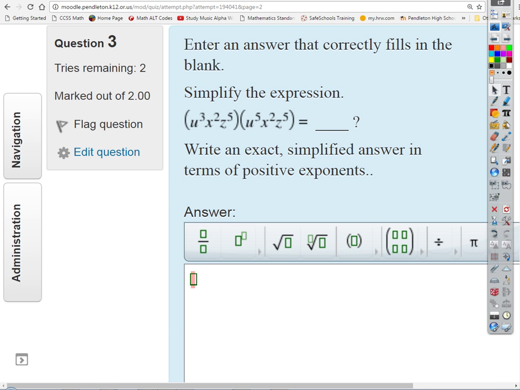Okay, this is no big deal, right? It looks like a lot of stuff, but there's not much going on. Really, we're just multiplying like bases, aren't we? So what about the u's? What's going to be my final power of u? If I'm multiplying u cubed times u to the 5th, what am I going to get? U to the 8th. Multiply like bases, I add the exponents. X to what power? 4th and z 10th. Done.